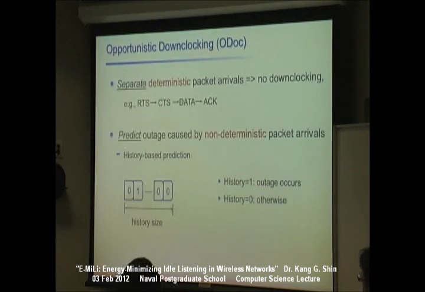What about the non-deterministic packet arrivals? We applied a technique similar to branch prediction in architecture. Essentially, we have a small window. You slot it as a time window. This window size is 2 or 4, whatever you can have. And if in the most recent window, this is a sliding window, there was an outage event, in other words, there was a packet transmission I didn't know about, and I down clocked and lost it, you can detect this, by the way, it's not that hard, then I'm not going to down clock. If there was no outage event, I'm going to down clock. So this is opportunistic down clocking.